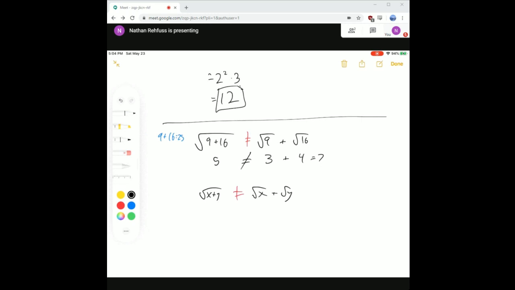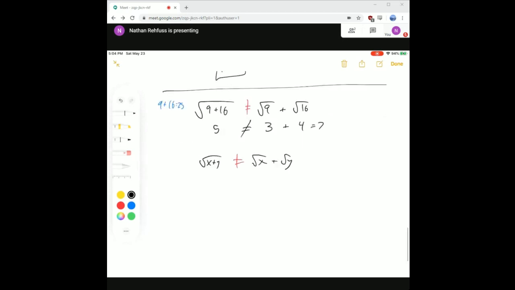Okay? So remember this example. Remember that root 25 is not the same as root 9 plus root 16. 5 is not the same number as 7. If you can remember that 5 is not the same as 3 plus 4, you should remember you cannot break a square root up over addition. And again, that's because we can distribute multiplication over addition. We can't distribute exponents over addition. What we can do is distribute exponents over multiplication.